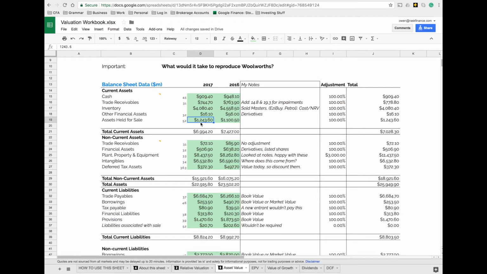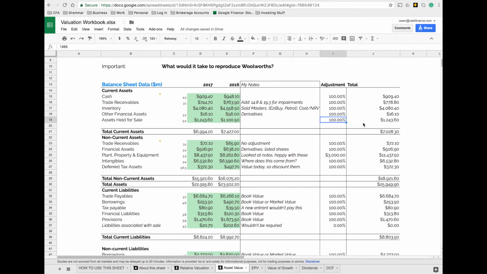Assets held for sale. This is a somewhat unique one, so why have we included assets held for sale? Basically, if a company wanted to reproduce exactly what Woolworths has, even though it is selling these two businesses up here in the brackets, EasyBuy and its petrol business, even though it is selling them, they are still on the balance sheet, and we are valuing Woolworths as of today. And this is its most recent balance sheet, so it is recorded in our valuation model at 100%, because that's the accountant's value, and I have no reason to adjust for that.